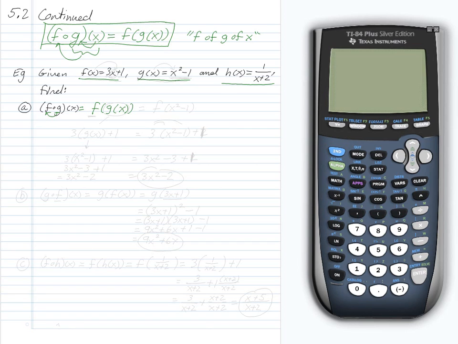Alright, so there are a couple of ways we can handle this, and I'll show you both ways. f of g of x means we're going to plug the whole function g into the function f. So we can think of f as taking its input and multiplying it by 3 and adding 1. So we could think of this as 3 times our input, g of x, plus 1. And then we can figure that g of x is equal to x squared minus 1. So we can make that replacement.